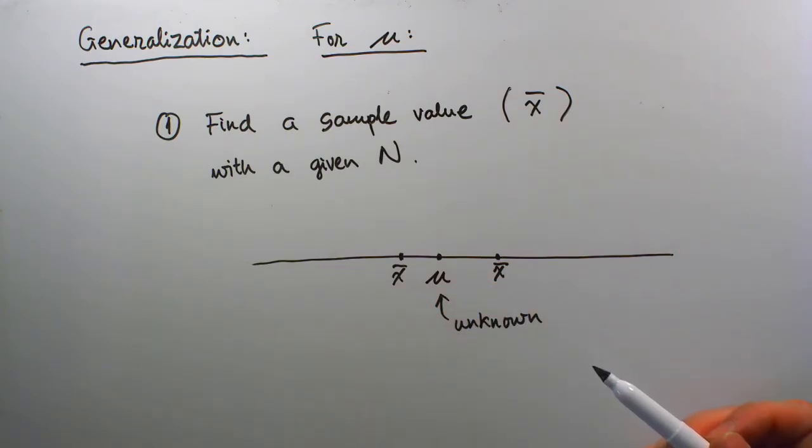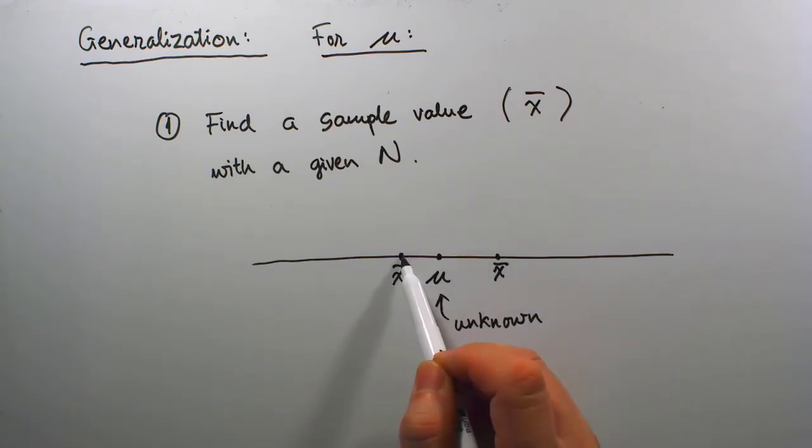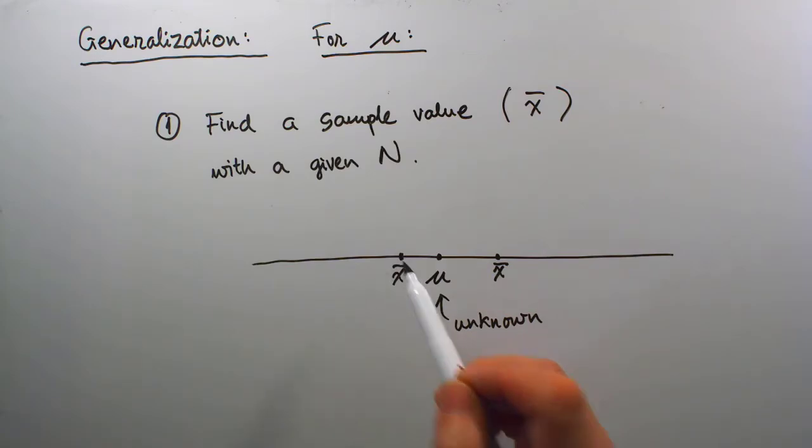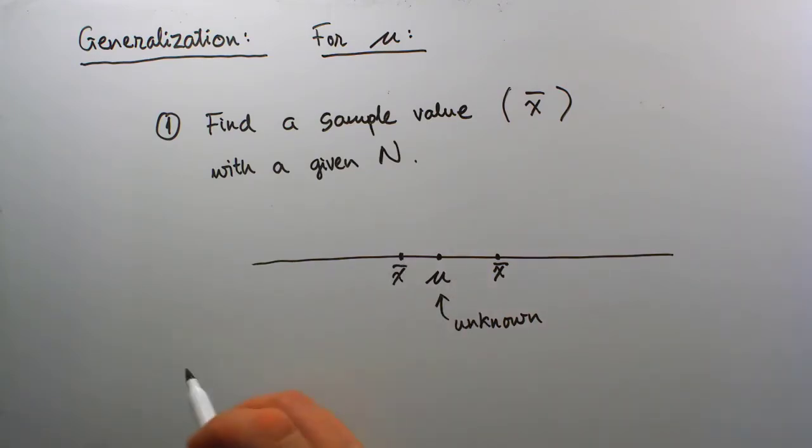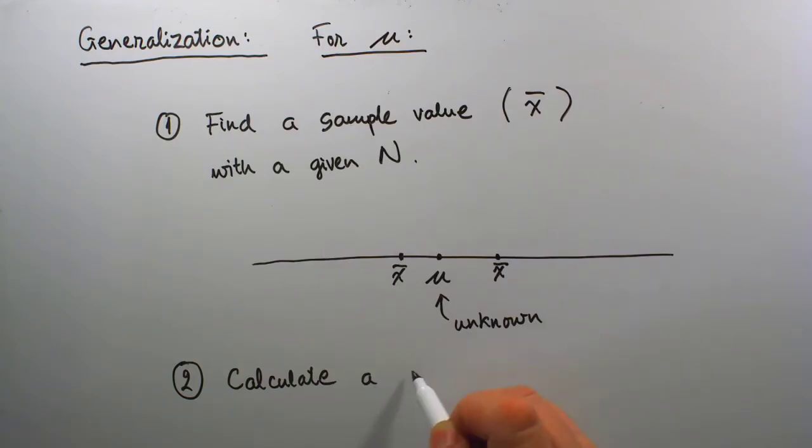And so the idea now is that from any sample mean that we have found, we are going to calculate, and that is now step 2, a margin of error.